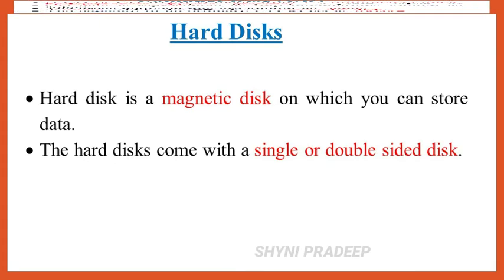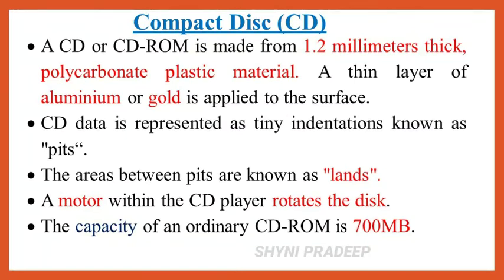Okay. Next let us see about compact disk. It is nothing but CD. It is made from 1.2 millimeters thick polycarbonate plastic material. A thin layer of aluminum or gold is applied to the surface. In a CD, data is represented as tiny indentations known as pits. The areas between pits are known as lands.